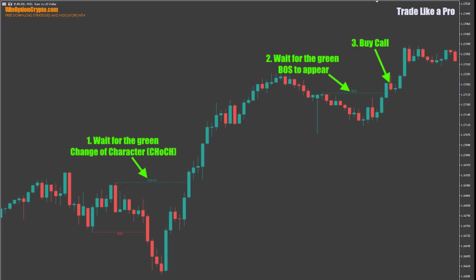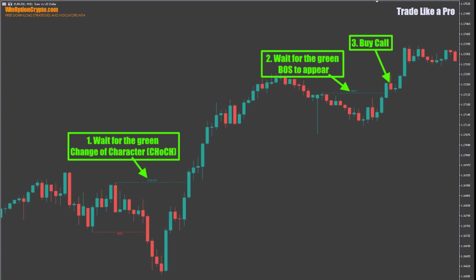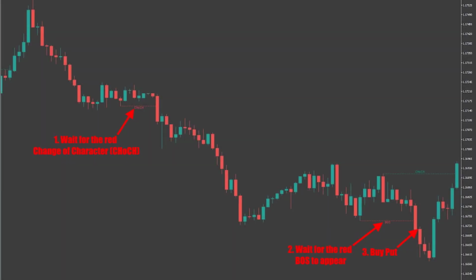So, to open a call option, first, wait for a green change of character. Second, wait for a green BOS to appear. And third, open a call option at the opening of the next candle. To open a put option, first, wait for a red change of character. Second, wait for a red BOS to appear. And third, open a put option at the opening of the next candle.